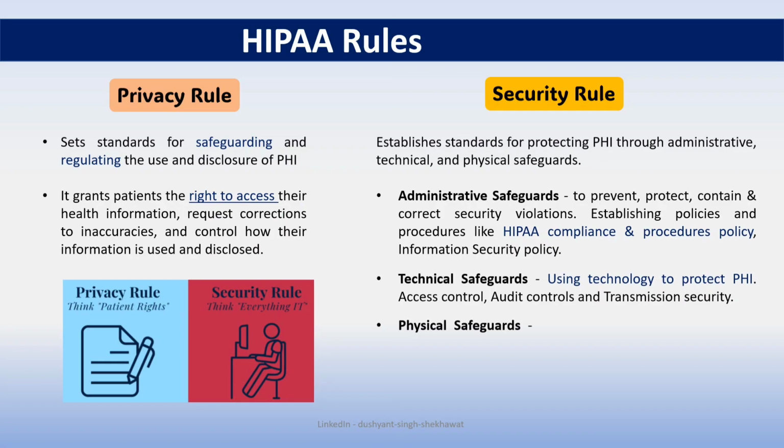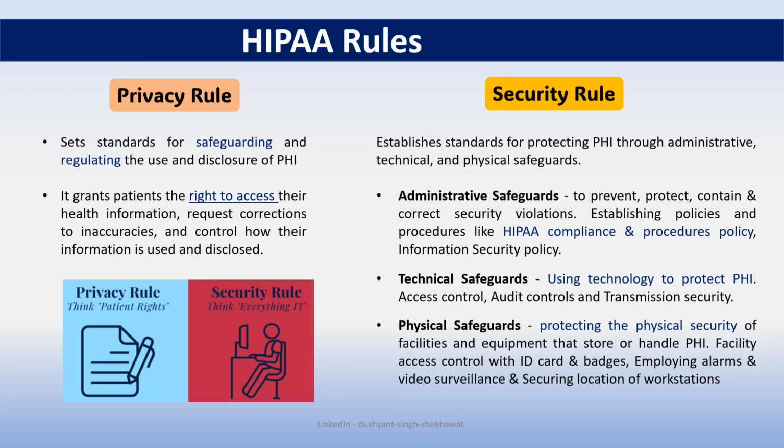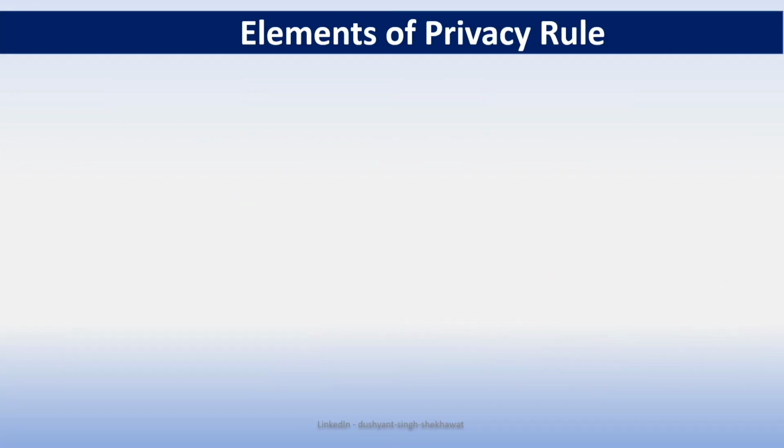Physical safeguards focus on protecting the physical security of facilities and equipment that store or handle PHI. It includes facility access control, which requires ID cards and badges, employing alarms and video surveillance systems, securing location of workstations, files. What are the elements of privacy rule?